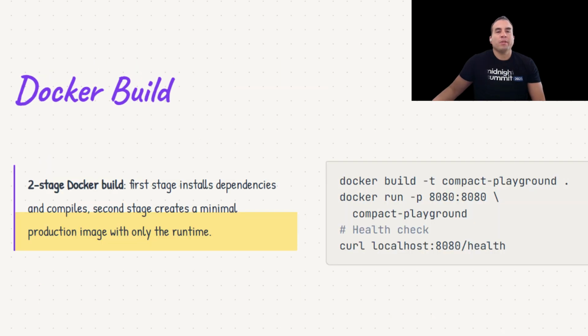The Docker build uses a two-stage process. The first stage installs all the dependencies and builds the project. The second stage creates a minimal production image with just a runtime, no dev dependencies, no build tools, just what you need to serve requests. Building it is one command, docker build compact playground, and running it is just docker run compact playground. Hit the health endpoint to verify it's working, and you are done. Your own private compact compiler service.